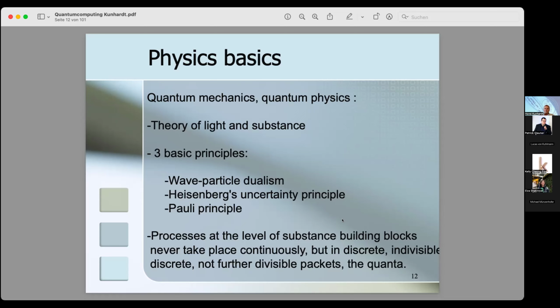If we are looking at the scale of an atom, things are completely different. And that's what we want to see in the next slides. On the level of atoms, in the microscopic world, it works on discrete, not further divisible packets. And these packets are called quanta in the plural, or quantum in the singular.